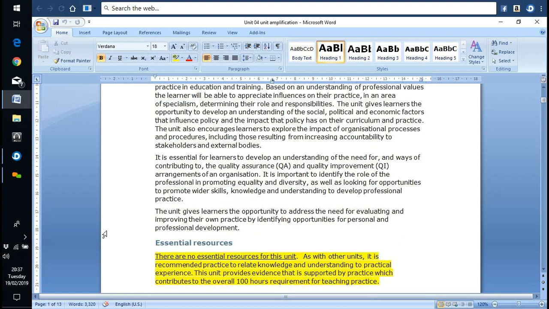So it's developing an understanding of the need for and ways of contributing to quality assurance and quality improvement arrangements of an organisation. That's, like I said, also part of your own professionalism and the way you actually work yourself in the context of where you work.